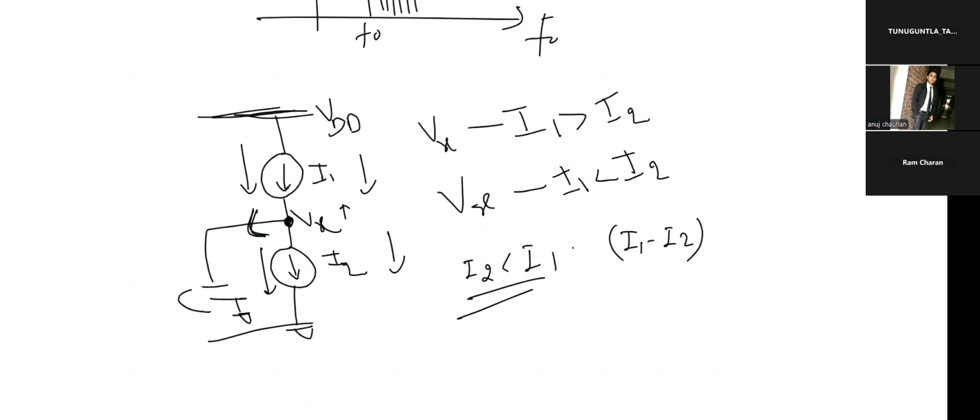And in the second case, when my I2 is higher, we are pulling more current from the node and only giving some lesser current to this node. It means some current will be supplied by this cap. Current supplied by the cap simply means this node has to go down, such that again the pumped current equals the current taking out. That's simple.